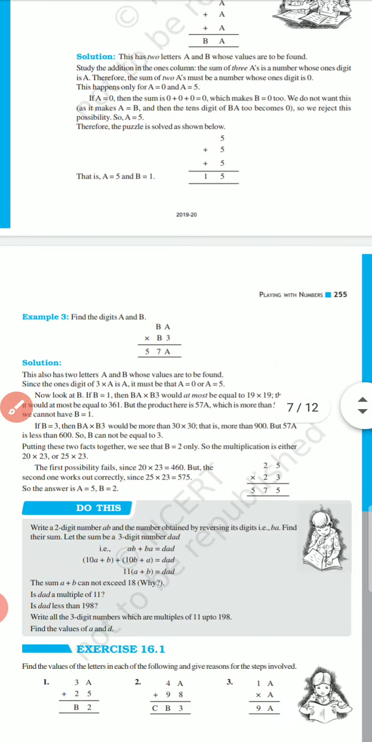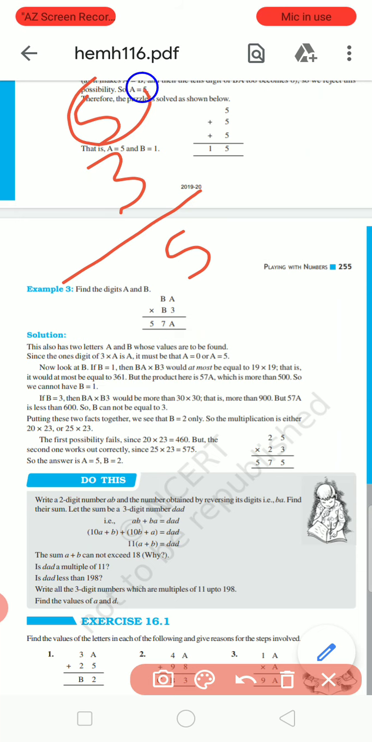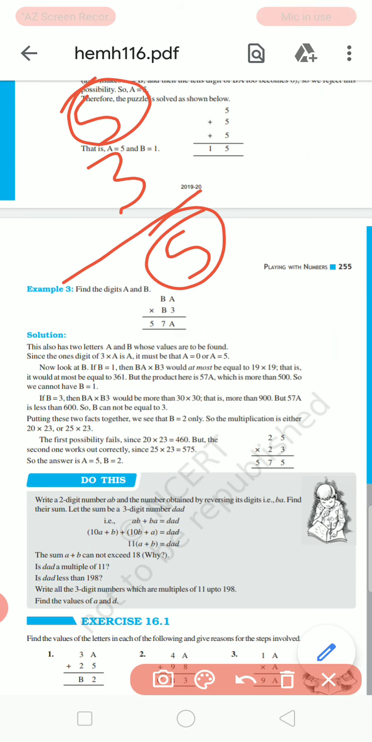Now come to question number 3. You have to multiply with 3. The multiplication of 3 with any number should give the same digit. So 3, when you multiply it by 5, 3 5s are 15. You will get the same digit. So you can choose A as 5. Then what will be B?